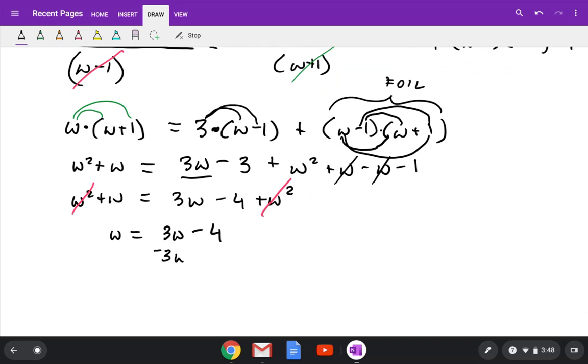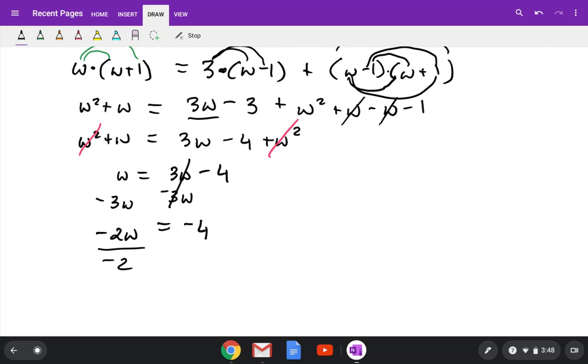So I'm subtracting 3w from both sides, and that will give us negative 2w equal negative 4, and just divide each side by negative 2, and that will give us w is equal to 2. So that's our solution, okay?